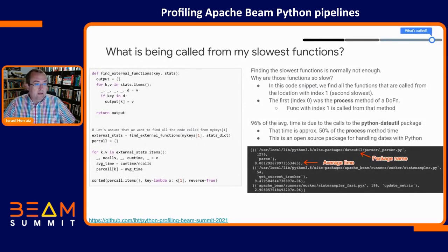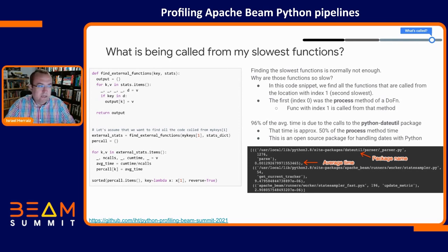And then when you find a location where your pipeline is slow, don't stop there. Try to find out which other code is being called from your function, okay? By doing this, you will be able to find out if you have a library that is slow, or if you are calling any kind of external service that is slow, and so on, okay?